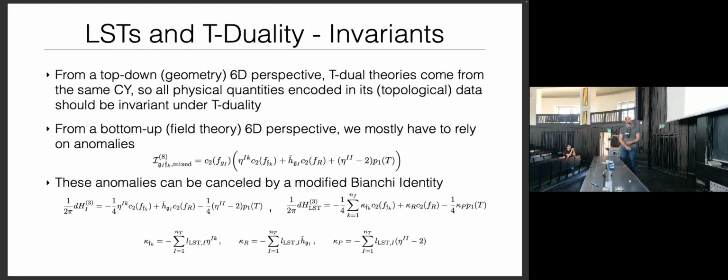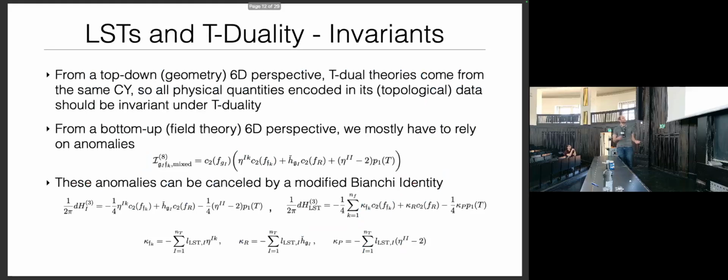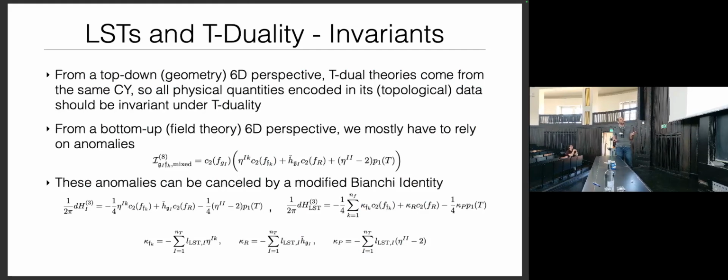From the top-down perspective, essentially, we use the same Calabi-Yau, just we have different elliptic fibrations in there that we use upon circle compactification to build this up. So essentially, invariants to look for should come from some topological properties of the defining Calabi-Yau.